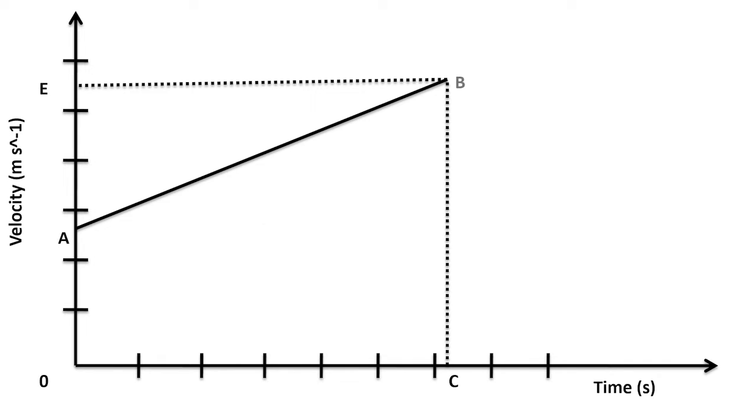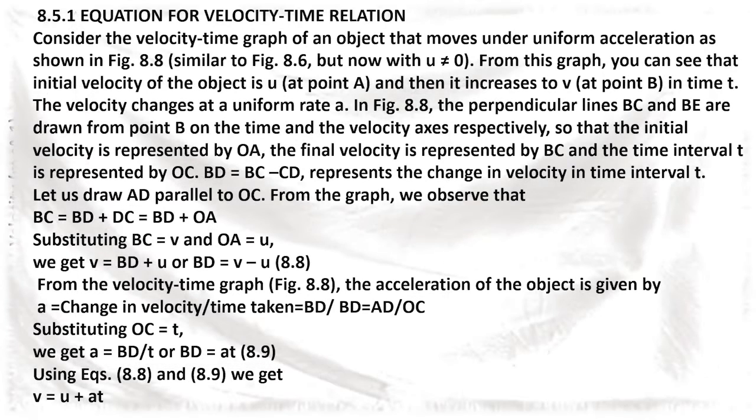Let us go through some equations for velocity and time relation. Suppose the velocity time graph for an object that is moving under uniform acceleration. We can identify that the initial velocity of the object is u and it later increases to a final velocity v in time t. Change of velocity occurs at a uniform rate. Let us read through the paragraph and try to understand the derivation of this equation.